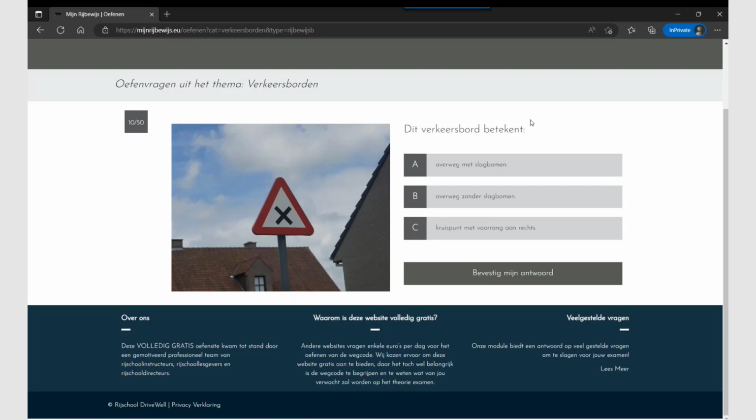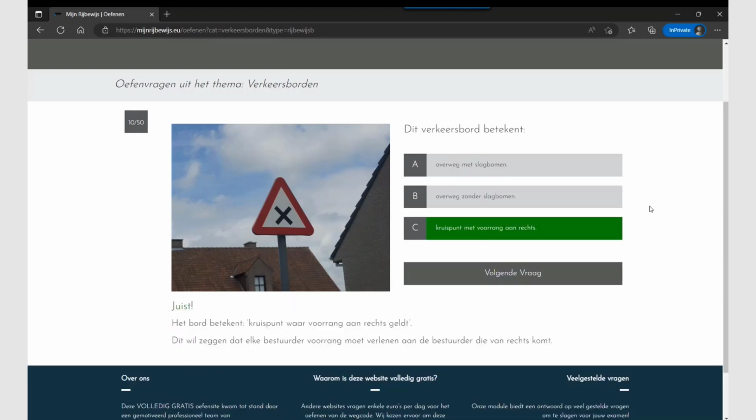So what does this traffic sign mean? It means overweight, level crossing. It says level crossing. No option. Both the options are wrong. So the only option is it's a priority. It's a crossing point with priority from the right. We have learned this in the lesson. So let me confirm this, and that ends our first lesson.